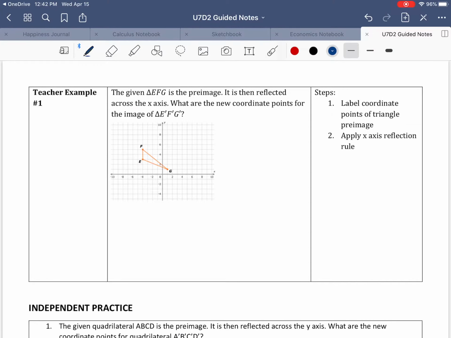Let's go through an example where we're using this rule. Now, the first thing that I always do for these questions is list the coordinate points of our pre-image. E, F, G. And then we know that it's asking for what are the new coordinate points of the image, E prime, F prime, G prime, when it reflects across the x-axis, my apologies. So if we know this is our x-axis, we're looking for when it reflects across that line right there.